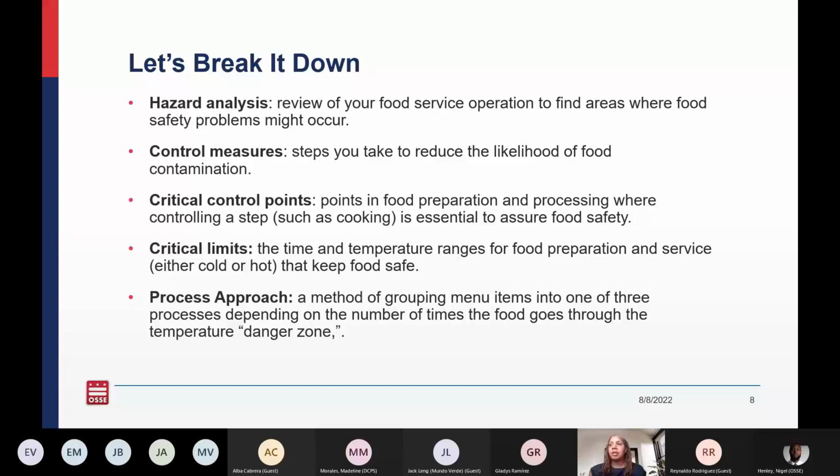Also, use the process approach, which is a method of grouping menu items into one of three processes depending on the number of times the food goes through the temperature danger zone. And just as a reminder, the food danger zone is between 41 degrees Fahrenheit and 135 degrees Fahrenheit.